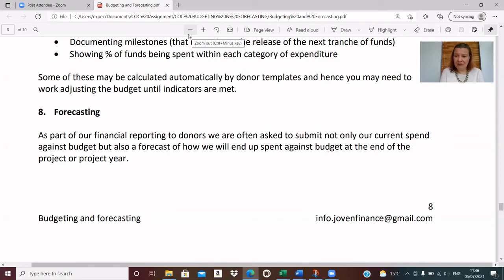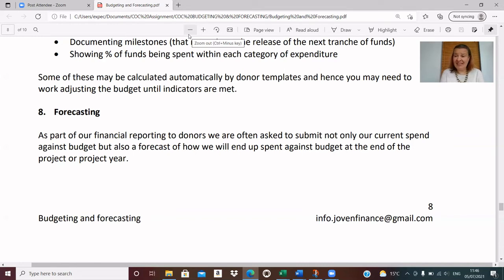We're going to move on now to forecasting. In our financial reporting to donors, yes, we do our budget versus actuals, but we're also often required to forecast out to see how we think we'll end up by the end of the project. And the forecasting can serve several purposes.